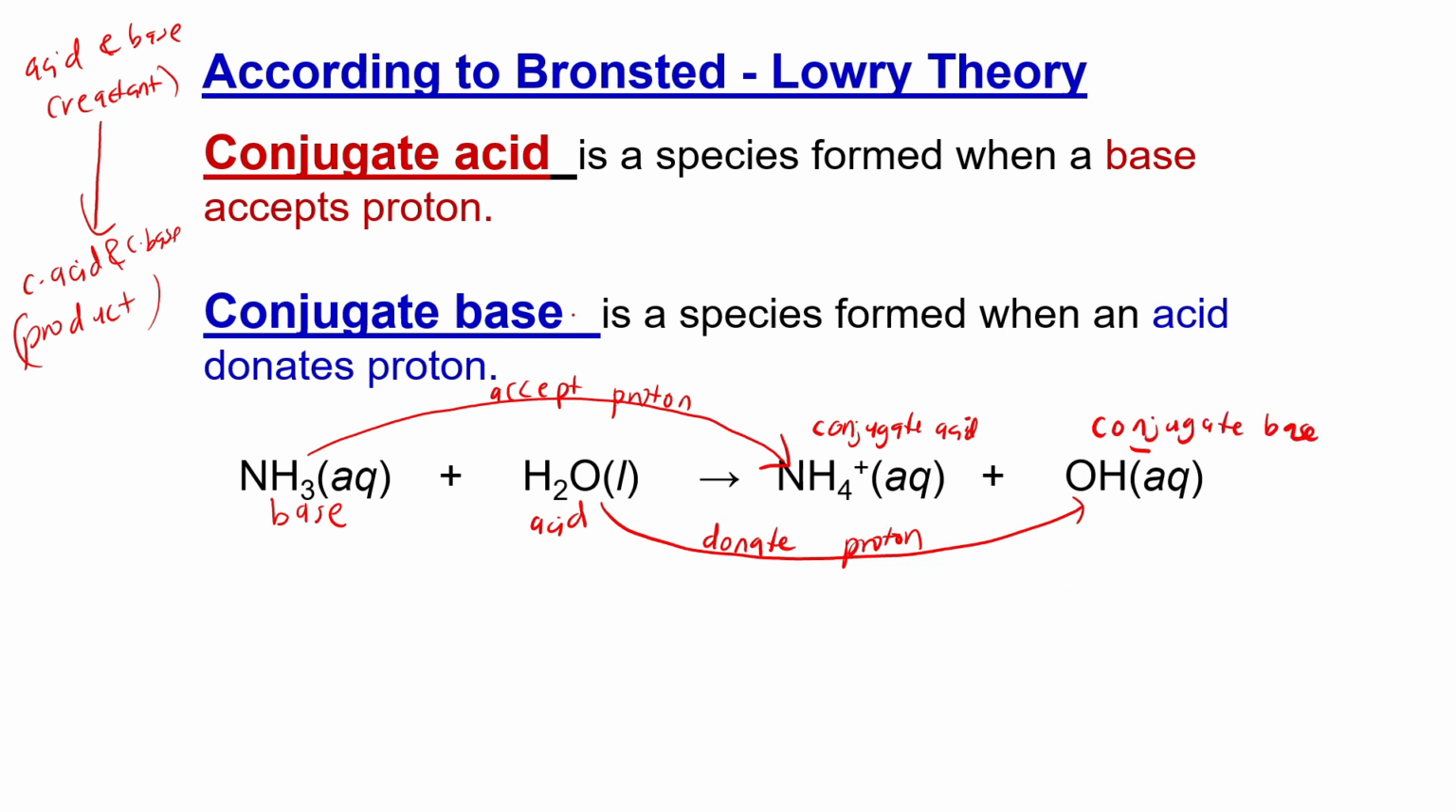Okay, so conjugate base is a species formed when acid donate proton. Inilah acid H2O donate 1H, dia jadi OH-. So dia ialah conjugate base. Conjugate acid is a species formed when base accept a proton. So NH3 ialah base, accept 1 hydrogen, dia jadi NH4+. So NH4+ is a conjugate acid.